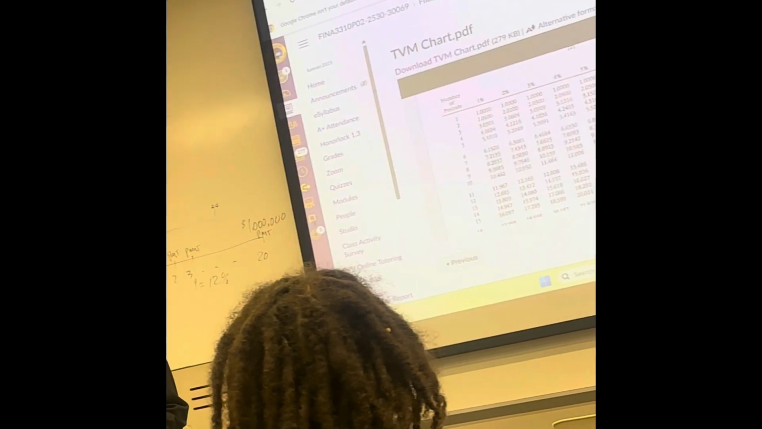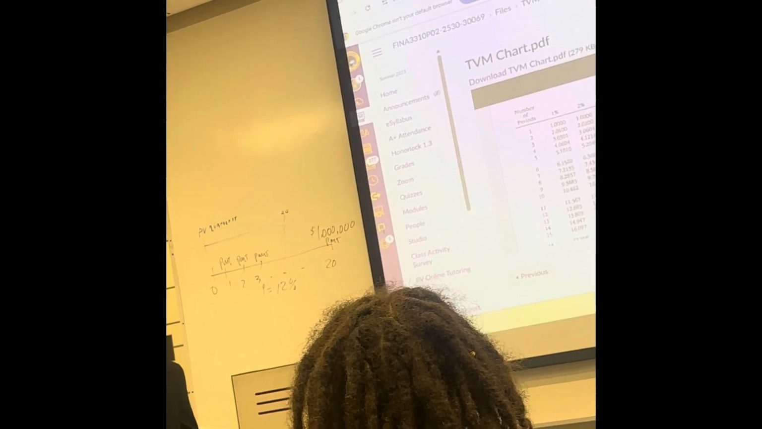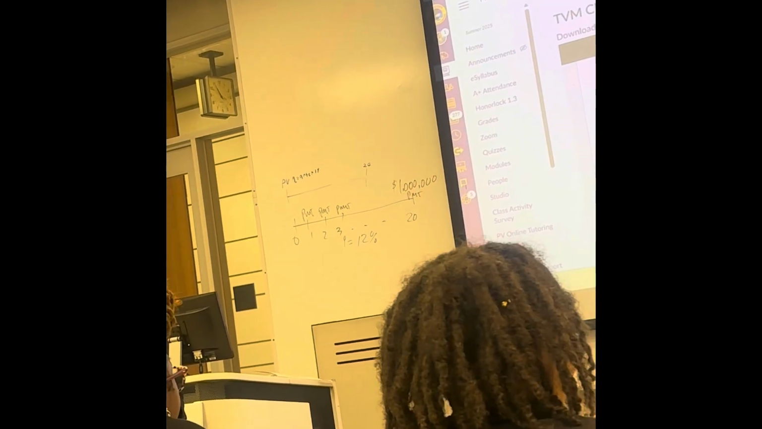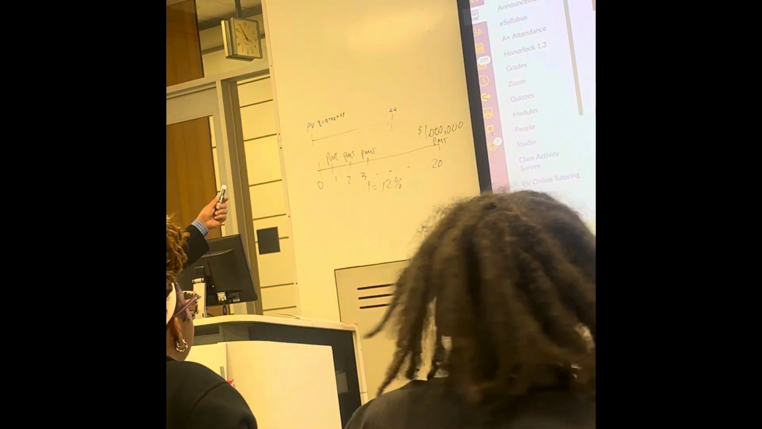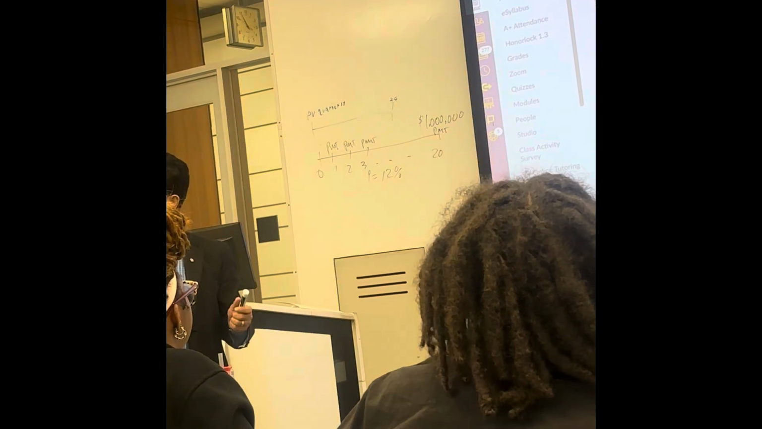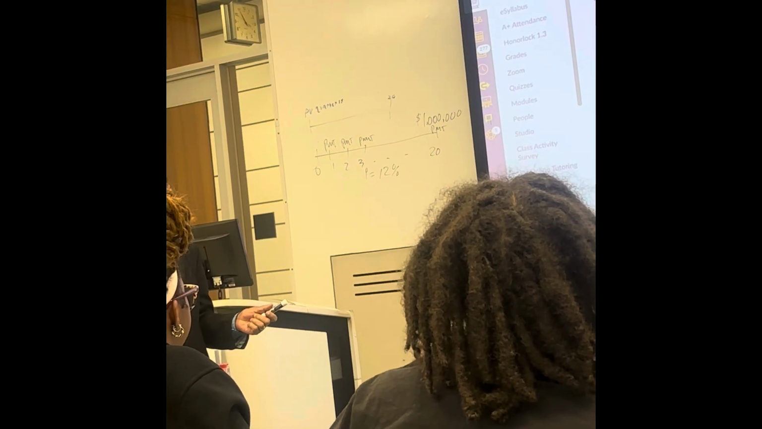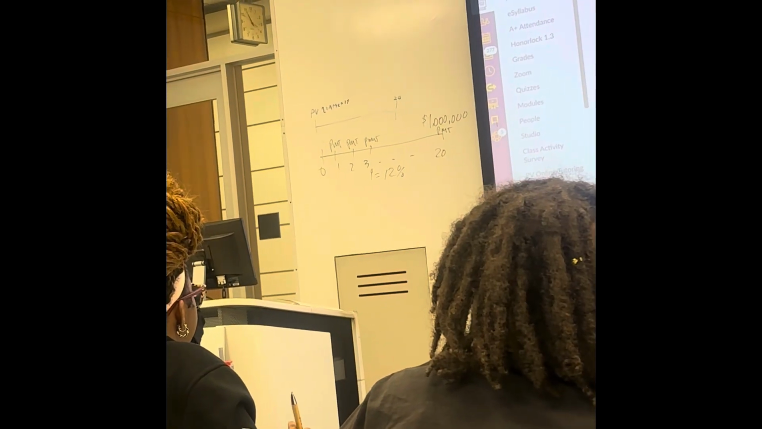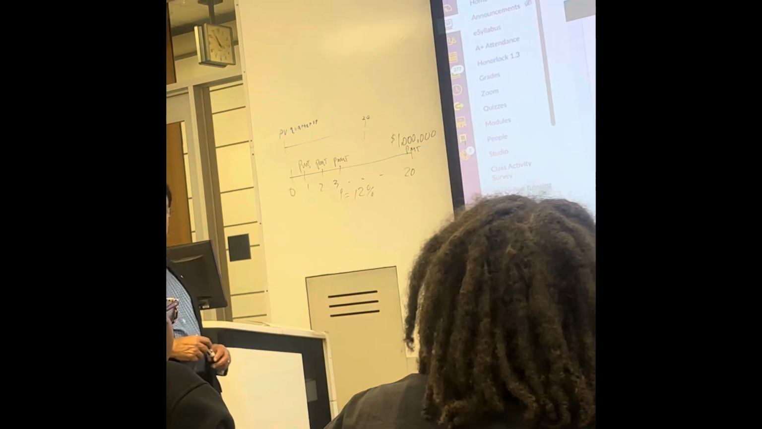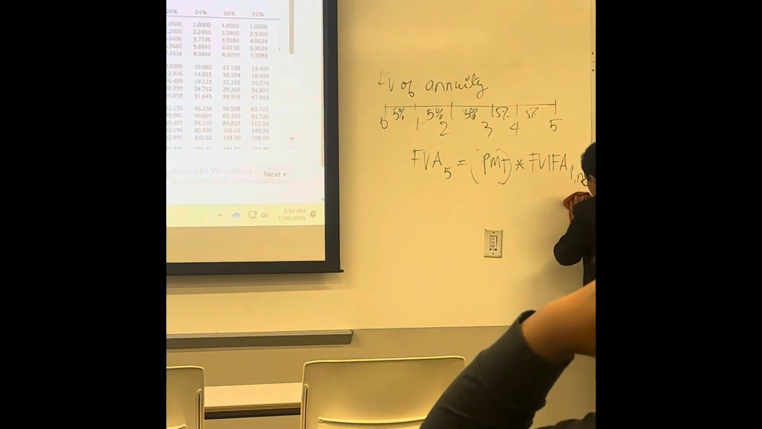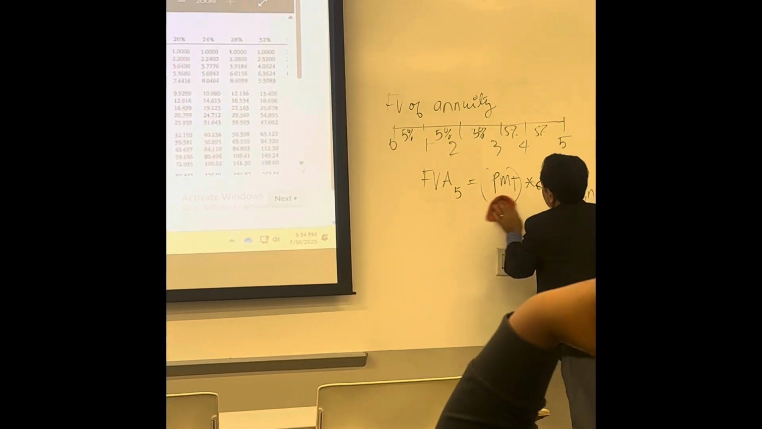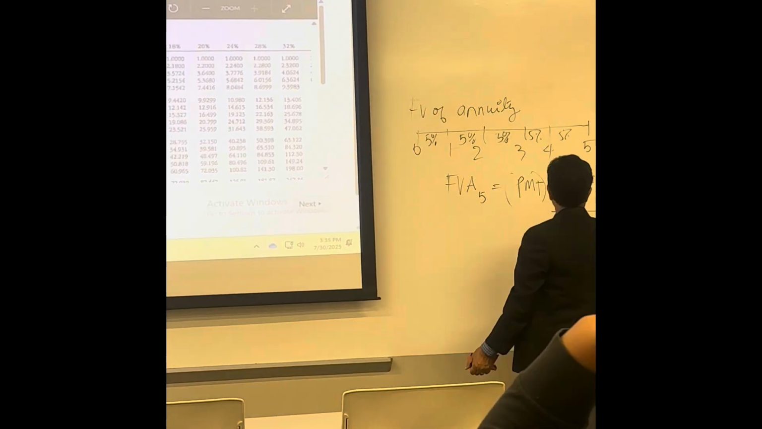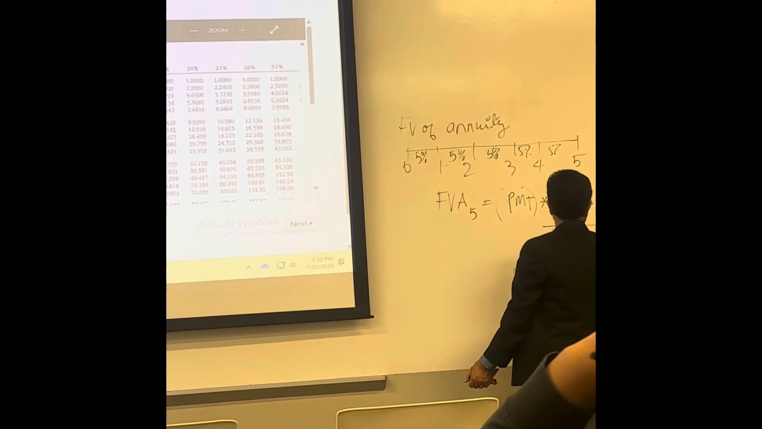But is it the future value problem or the present value problem? We're trying to find the payment. Do we know this $1 million in the future? Is that the present value or the future value? That's the future value. There is no present value here. Do you see payment in this formula? Yes. How do you solve for payment? We need to divide through FVIFA, right?